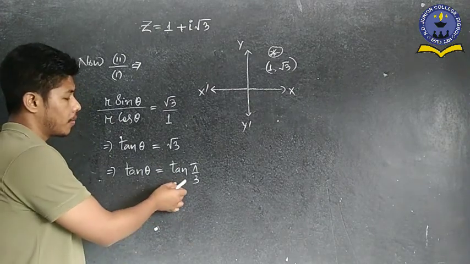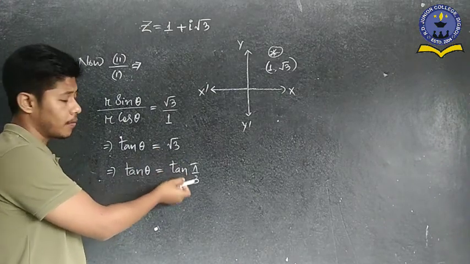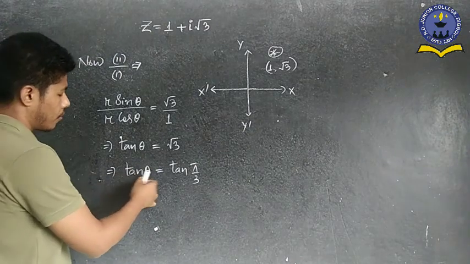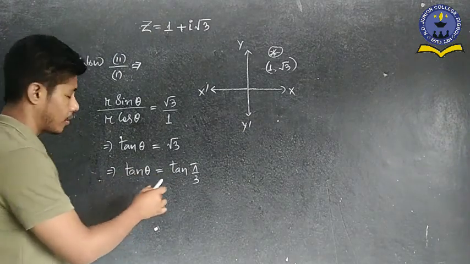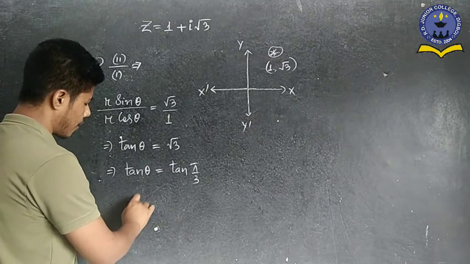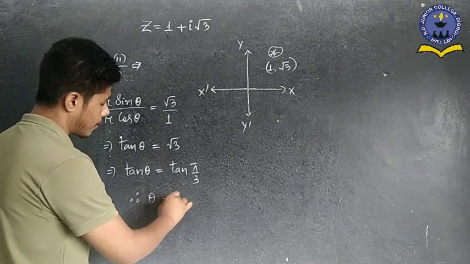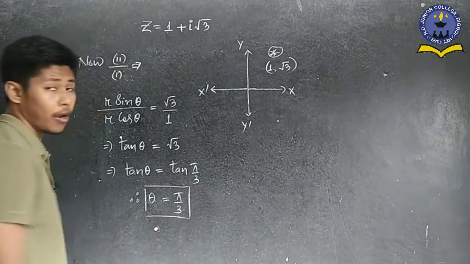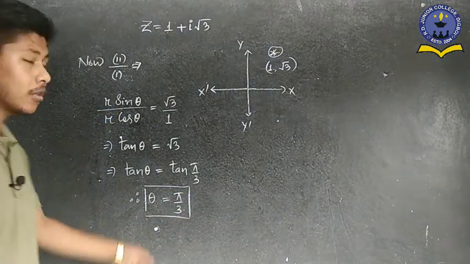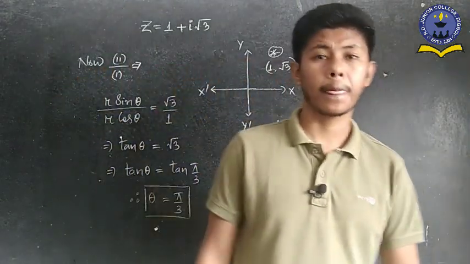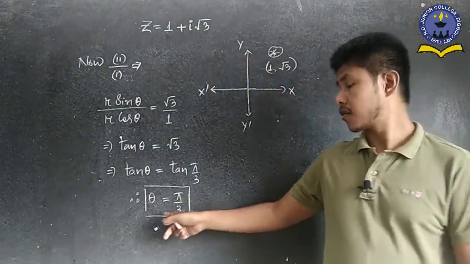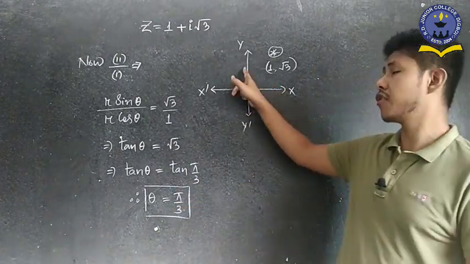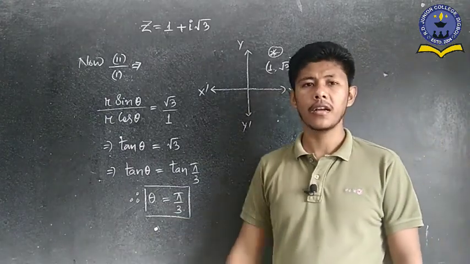So tan 60 equals root 3. That's it. So in place of root 3 we can write tan 60, or in place of tan 60 we can write root 3. Now if we compare these two, tan theta equals tan pi by 3. So ultimately, theta equals pi by 3. Is it clear? So this is the argument or amplitude. Is it clear? Now this pi by 3, that is 60 degrees, obviously lies between 0 and pi by 2. That means our angle is correct.